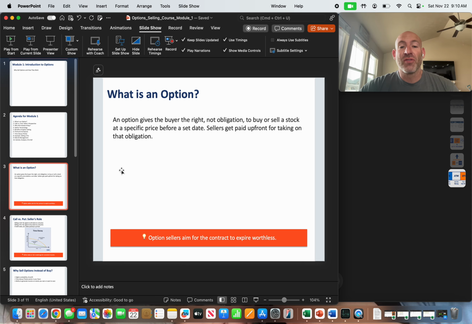An option gives the buyer the right, not the obligation, to buy or sell a stock at a specific price before a set date. Sellers get paid up front for taking on that obligation. The way I want you to think about this is you're essentially becoming an insurance agent, stock insurance. That's what put options are if you're buying a put option.